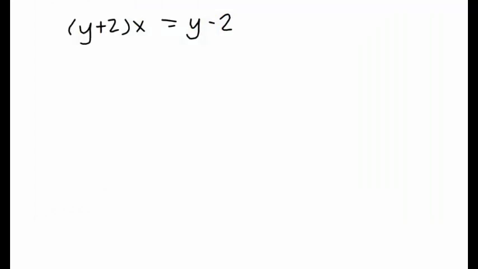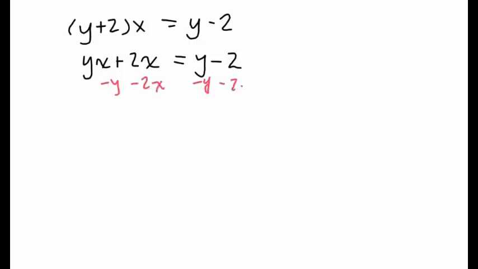Continuing on from here, we want to distribute the x through our brackets on the left-hand side. This is going to give us yx plus 2x is equal to y minus 2. And then remember that our goal here is to solve for y. So what I'm going to do is subtract y from both sides, and I'm also going to subtract 2x from both sides. I'm going to do this so that I have yx minus y on the left-hand side, that is all of the y terms on the left-hand side, and I have negative 2x minus 2 over on the right. So anything that doesn't contain y, I want on the right-hand side.